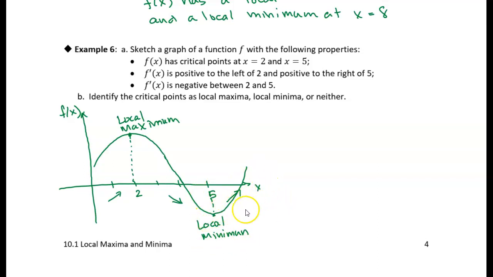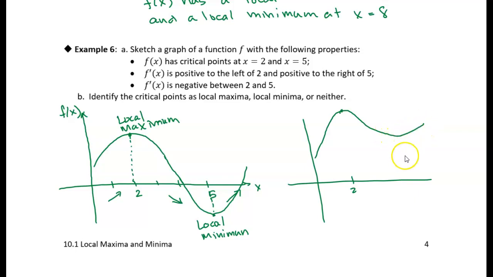Now, of course, we don't have enough information to get an actual graph. So this graph is really not unique. As long as I have a local maximum and a local minimum at those two points, x equals 2 and x equals 5. I could have drawn a different graph where maybe the maximum is here at 2, and then it dips down and maybe the local minimum is like that at 5. That would be another acceptable answer. There's more than one answer to this question. This graph here is not unique.